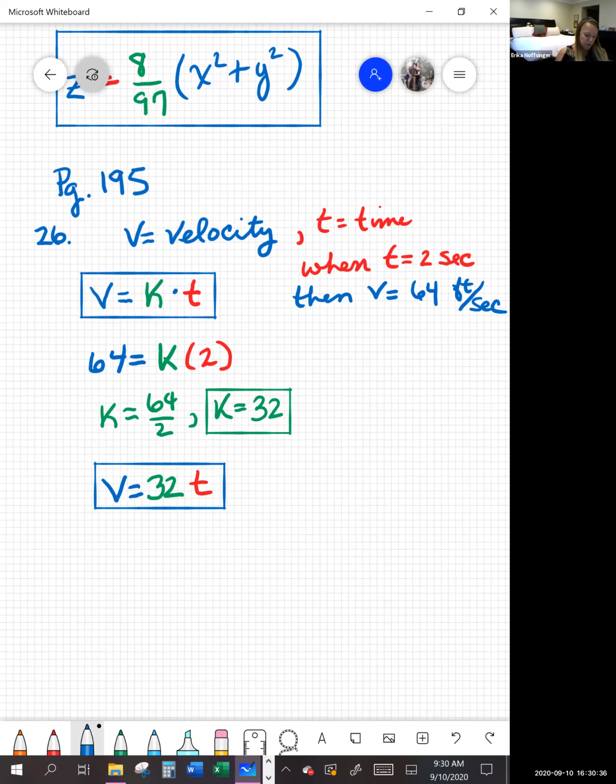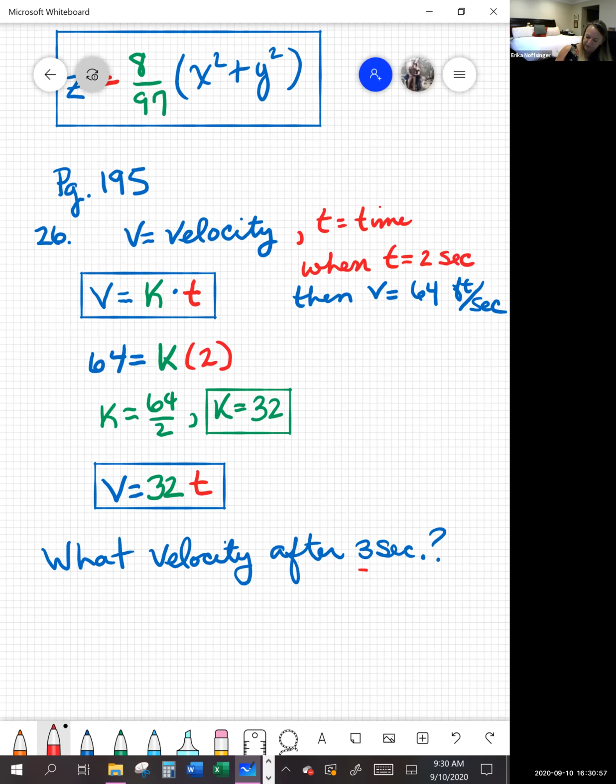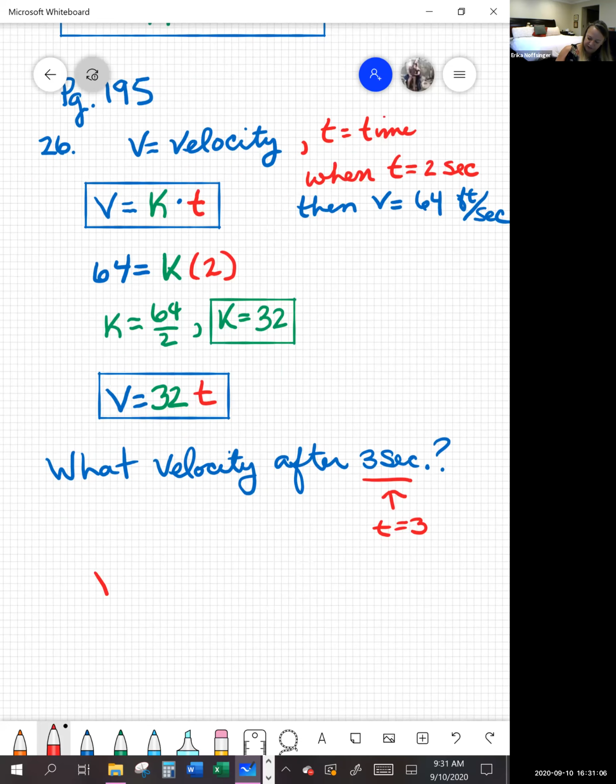So the question now is, what will the velocity be after 3 seconds? Well, I know that's giving me time. So I know my t is equal to 3. And I just plug that into the equation we just found. So my velocity is going to equal 32 times 3. My velocity is equal to 96 feet per second.